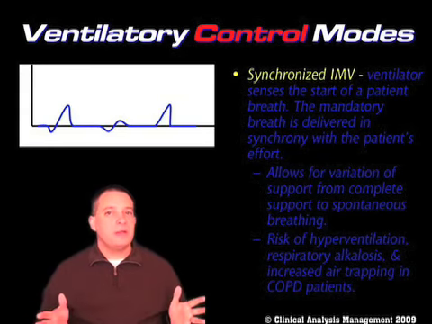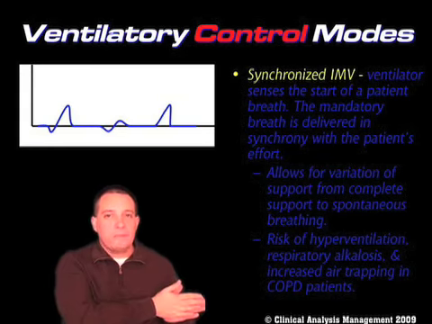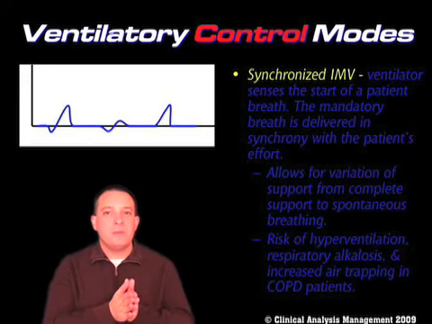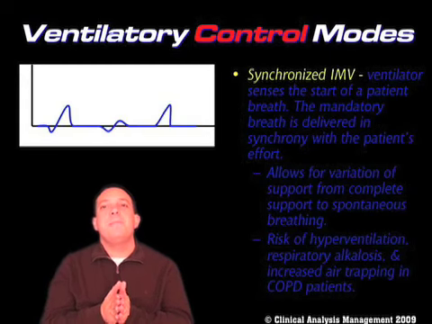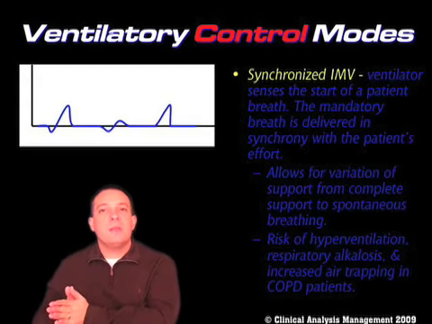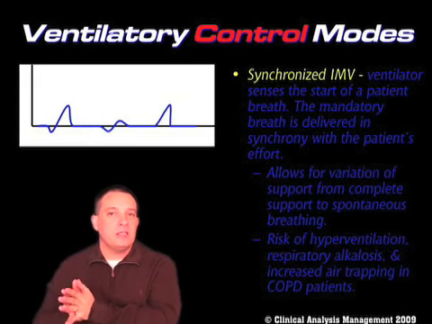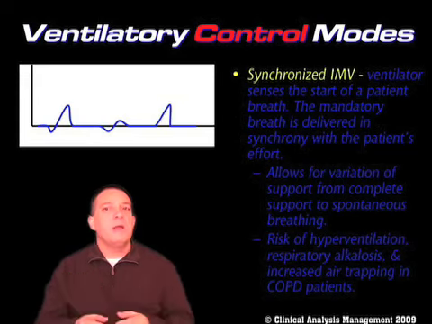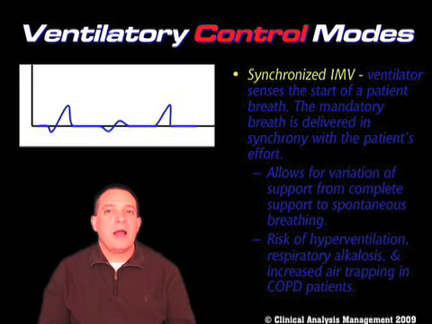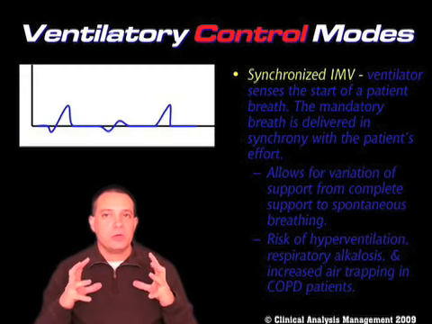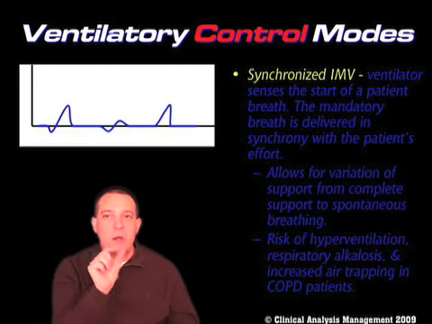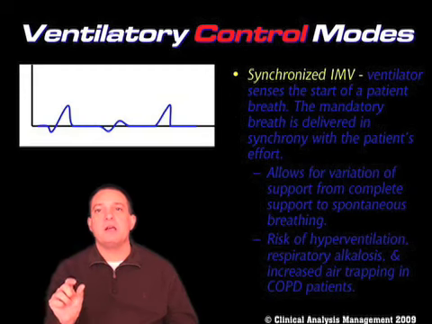Well, like all the other methods, you've still got a baseline rate, you've still got a baseline tidal volume if you're volume ventilating, or you've got a baseline PIP if you're pressure ventilating. But with synchronized intermittent mandatory ventilation, the patient still has the ability to take a spontaneous breath whenever they want. So what's the difference between SIMV and IMV? The synchronization. With SIMV, the ventilator actually is designed with a computer circuit that basically puts a little window in front of every ventilator breath.